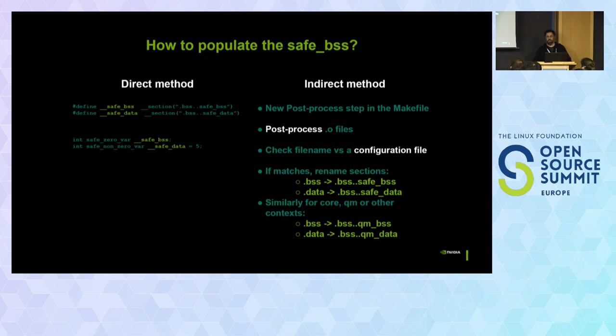One alternative method that I came up with is that if I post-process the object files, I can, prior to linking, rename the sections that are used inside the object file. For example, I can have a list of object files which need to be mapped into safe, and I can rename the BSS and data as shown, or I can do the same also for the QM section.